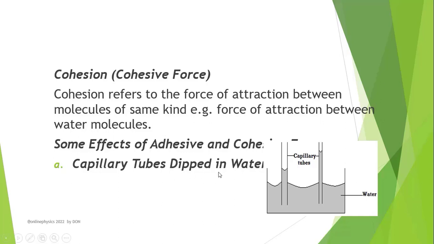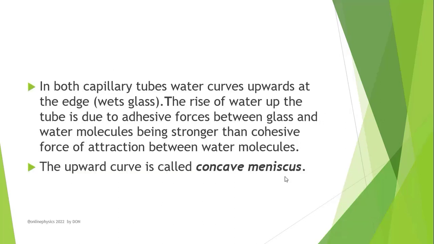You can see those capillary tubes dipped in water. Under the first diagram there, you can see water rising in those tubes. At the end of the day, we'll be able to deduce that in the narrow tube, the water was able to have a higher column as compared to the wide tube. Then we say in both capillary tubes, water curves upwards at the edge. That is, it wets the glass.